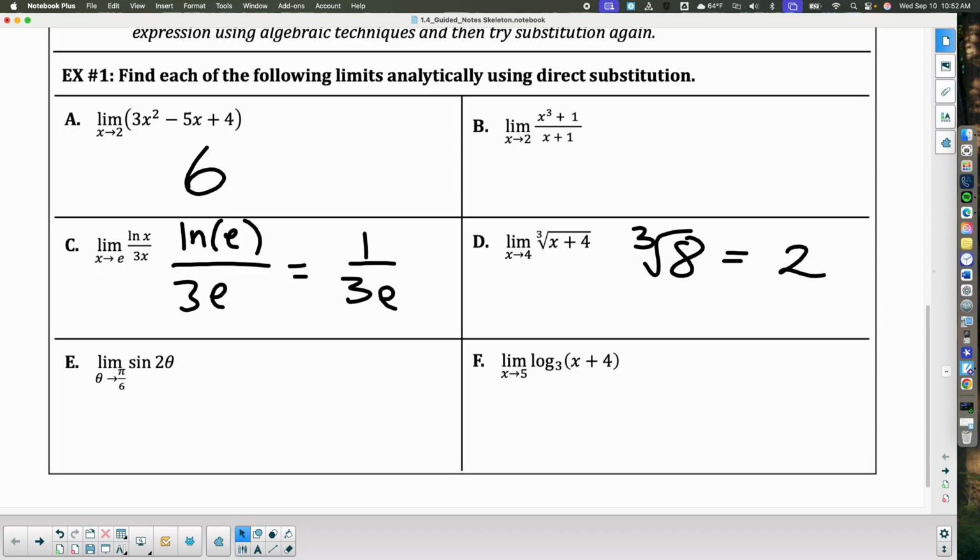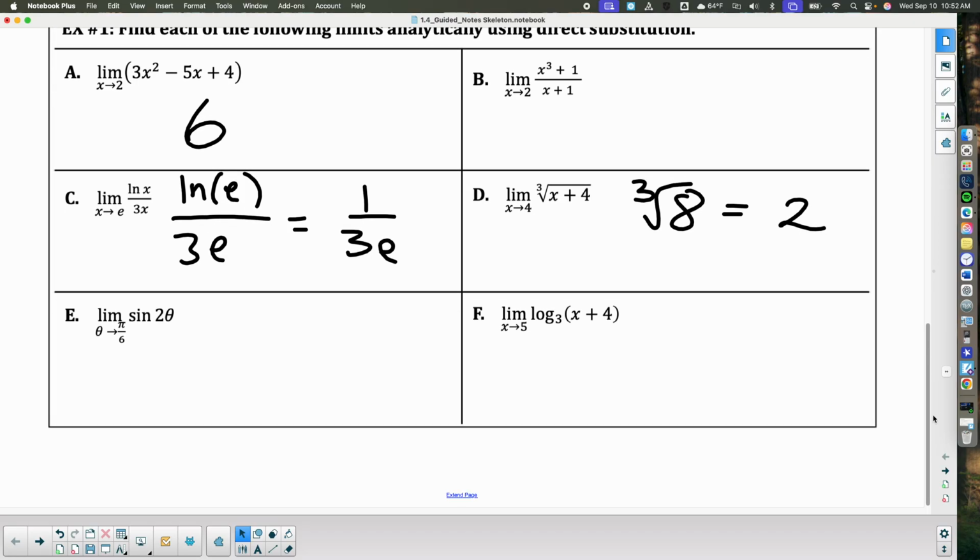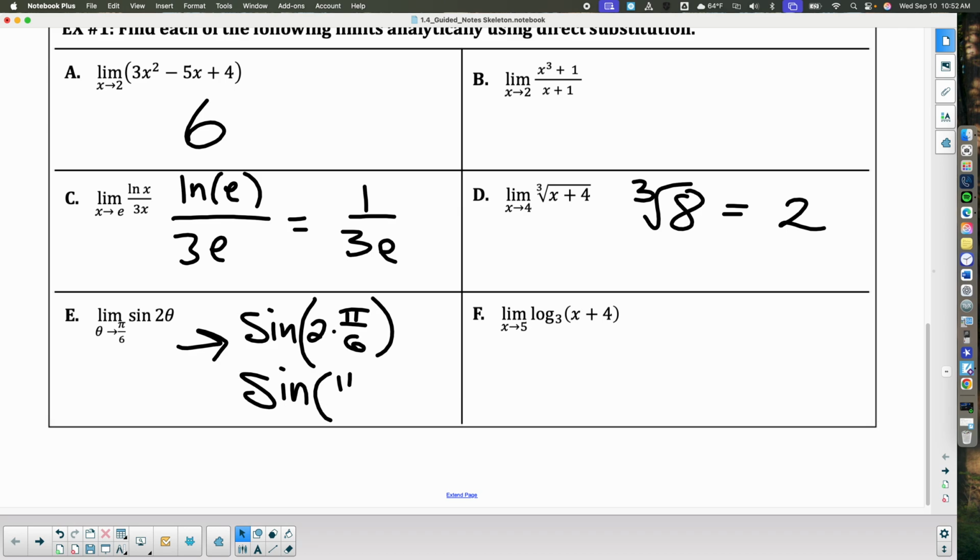Okay, so I wanted to get to the bottom 2. Actually, I feel decent about the trig ones now, because you guys did pretty well. But should I go over what we do with the 2 theta? All right. So if we plug in pi over 6, this is going to say sine of 2 times pi over 6. So this will be sine of pi over 3. And that is square root of 3 over 2.